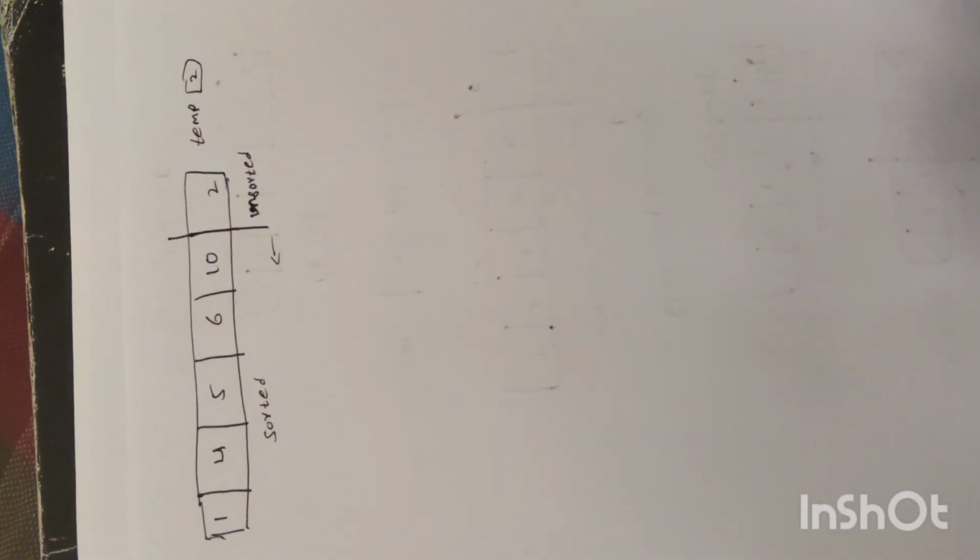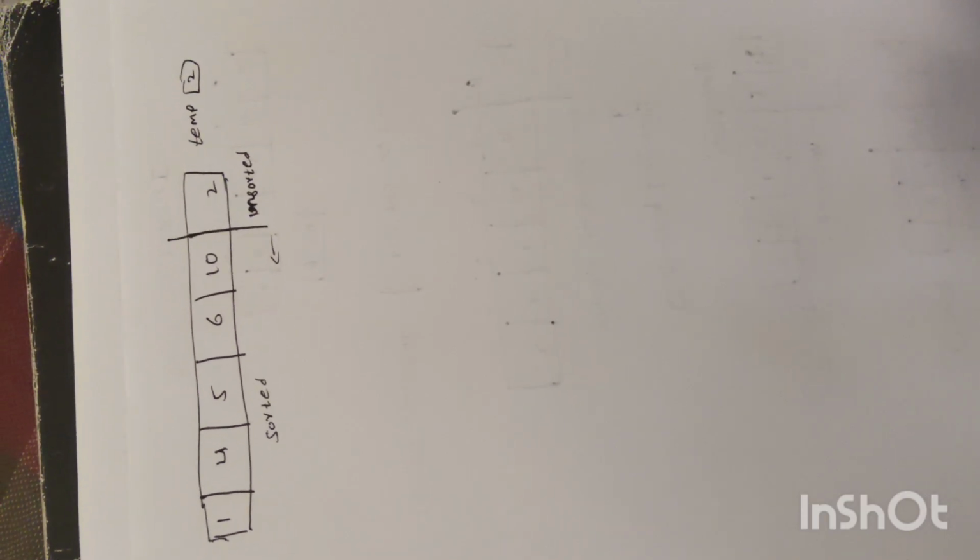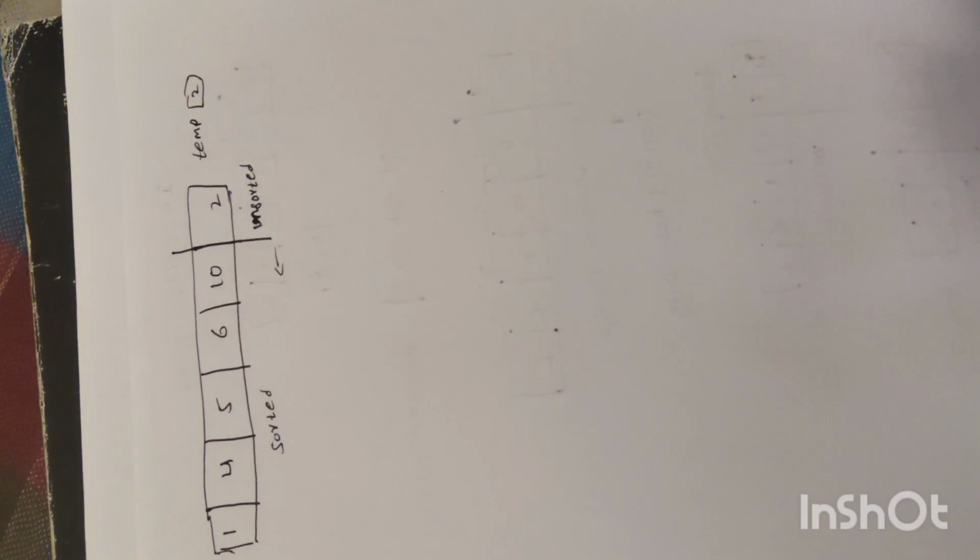Now we take this value, we are going to store this 2 in the temp variable, and we are going to compare with this sorted sublist to find the proper place for this 2. First of all, compare with this 10. Is 10 greater than the temp value 2? Yes. Now we are going to right shift this 10 one step here. Now here we would write 10. Here is the question mark, because if we have stored this 2 in temp, then this is considered as a hole. Fine. Here we have 6, 5, 4, and 1.